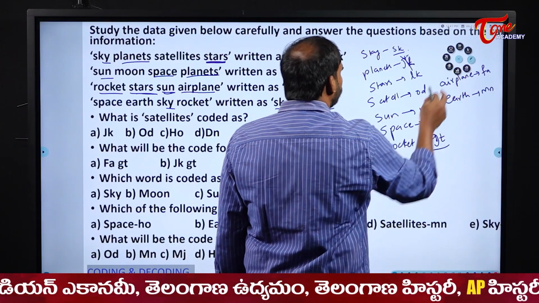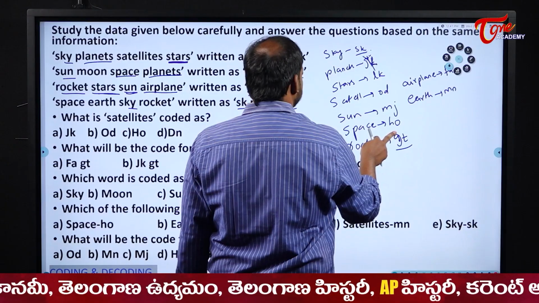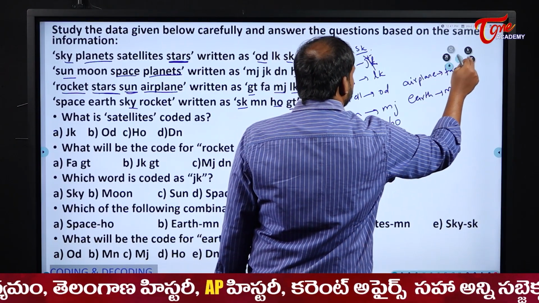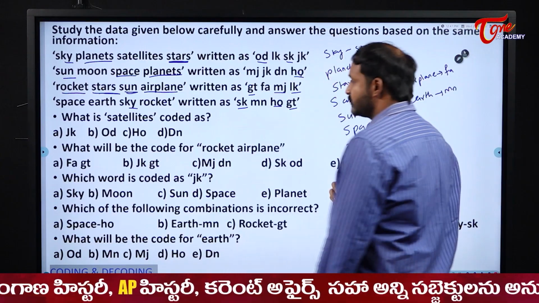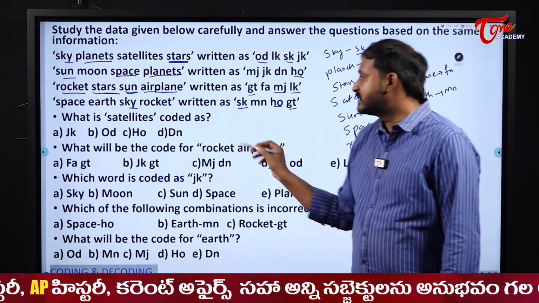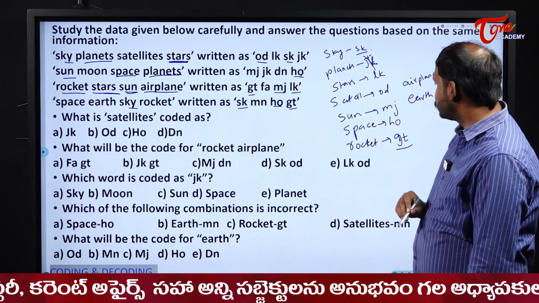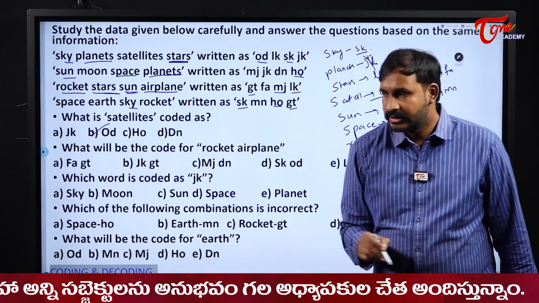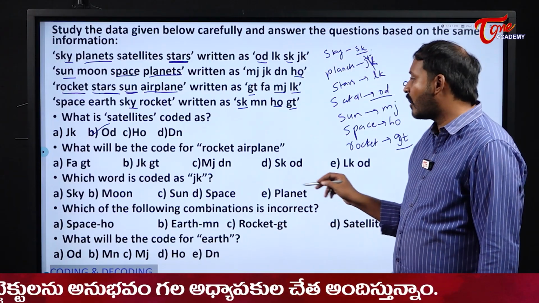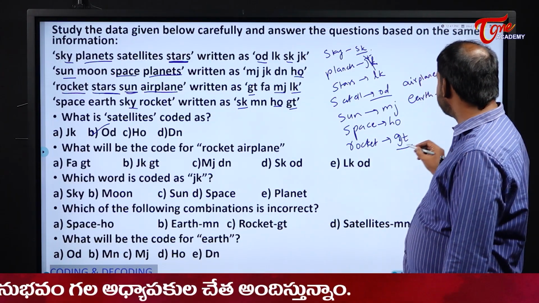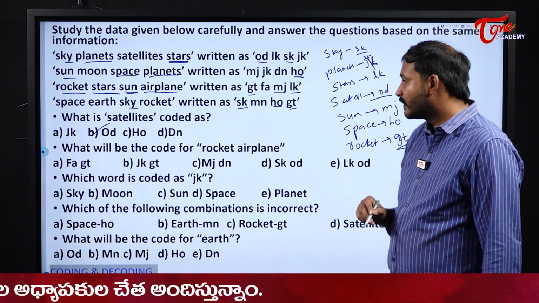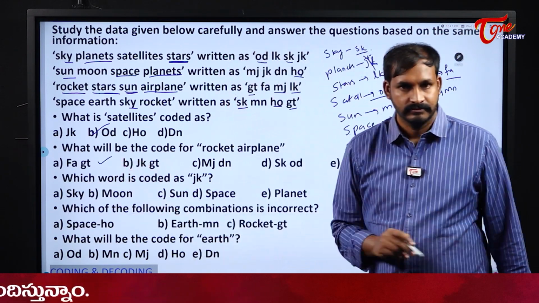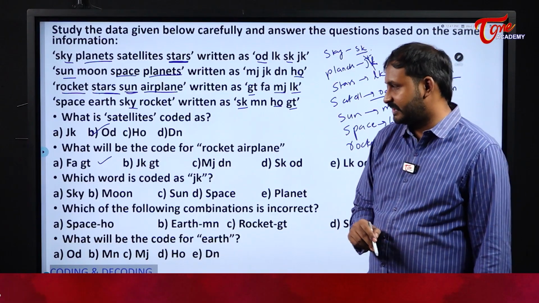Okay, now we will try to solve the problems. Anyway, we have written all the codes, right? Now see here, first one: what is satellite coded as? Satellite is coded as what here, students? OD. So our answer is option B. Next one, what will be the code for rocket airplane? Rocket is GT, airplane is FA. So our code here is FAGT.